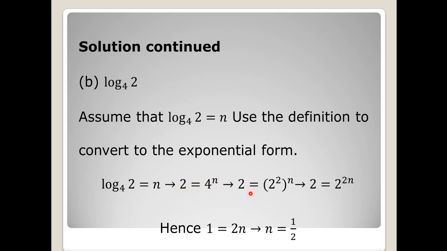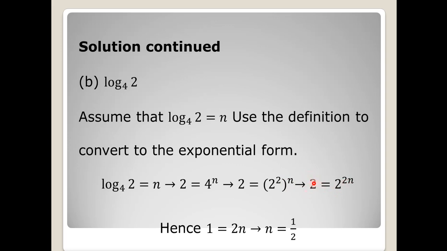Now 4 is equivalent to 2 squared, so we can replace 4 by 2 to power 2. So 2 to power 2, to power n, which is 4 to power n, is equivalent to 2. Now we have learned in the rules of indices that 2 to power 2 to power n is equivalent to 2 to power 2n. We multiply these two indices. So 2 is equivalent to 2 to power 2n.